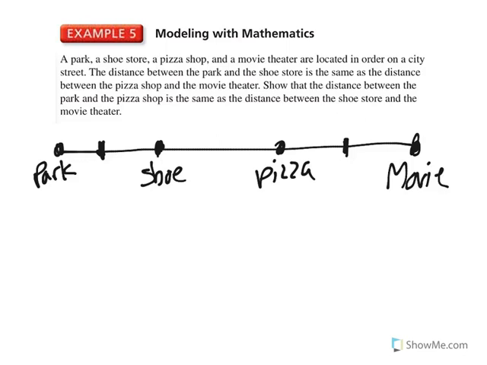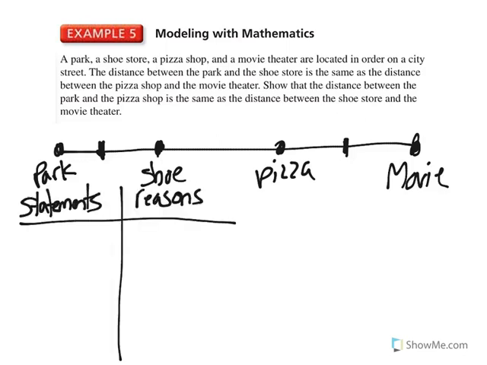Okay, so again, we need to use our proofs. So we need to make our statements and our reasons. And to make this simpler, I'm going to go ahead and just give these points names. Instead of park, shoe, pizza, movie, I'm going to give them actual point names with a letter. So the park I'm going to do is P. The shoe store I'm going to do is S. Pizza I'm going to do is Z since there's so many Z's in it. And then movies I'm going to do as M, point M.